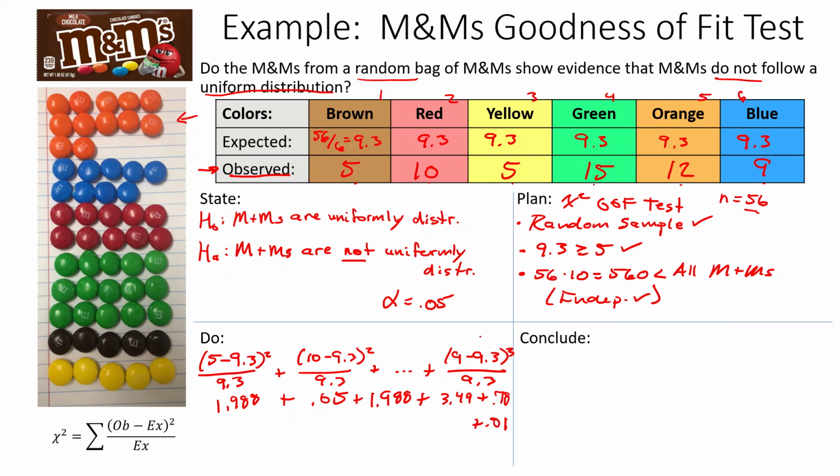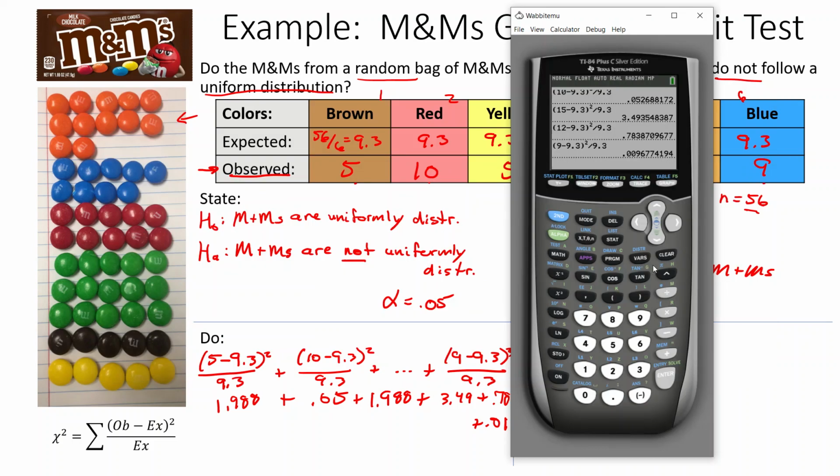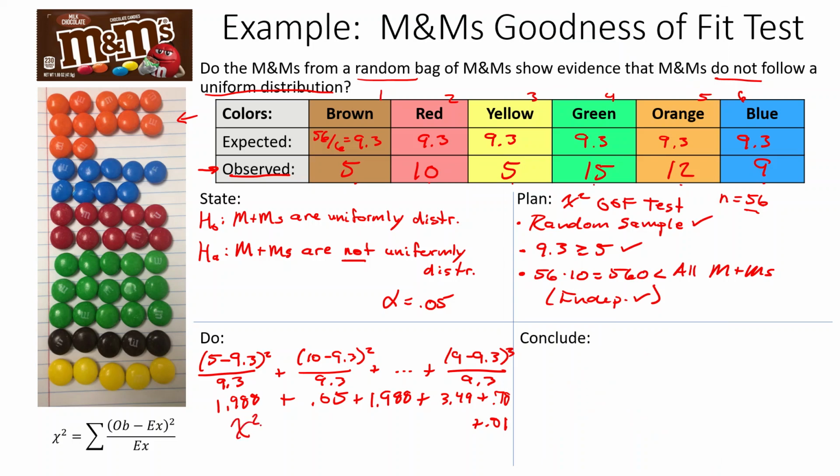All right, and now we want to add all these up. So 1.988 plus 0.05 plus 1.988 plus 3.49 plus 0.78 plus 0.01 gives us a chi-squared value of 8.3. All right, now our degrees of freedom, we had 6 categories, so that means our degrees of freedom here is 6 minus 1, which is 5.